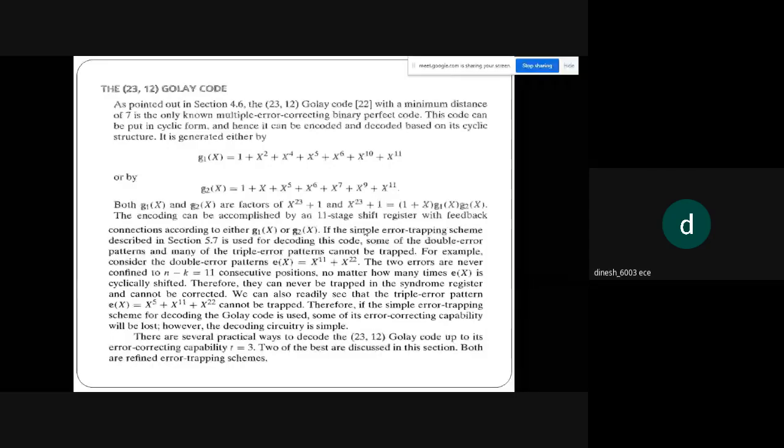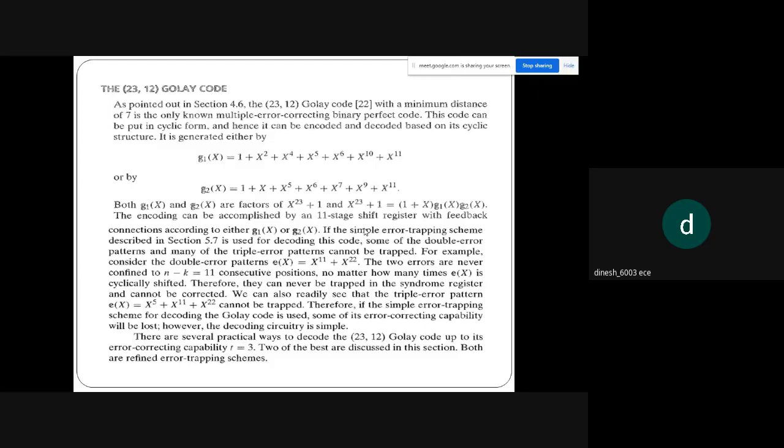As discussed earlier, the Golay code with a minimum distance of 7 is the only known multiple error correcting binary perfect code. Just a small introduction again: the 23,12 Golay code. This is the only multiple error correcting binary perfect code. It can be put in cyclic form also, and hence it can be encoded and decoded based on its cyclic property.